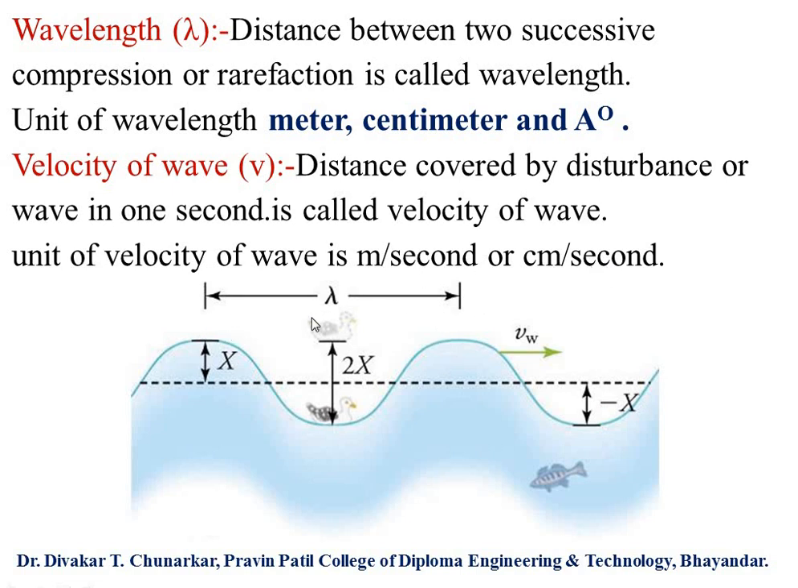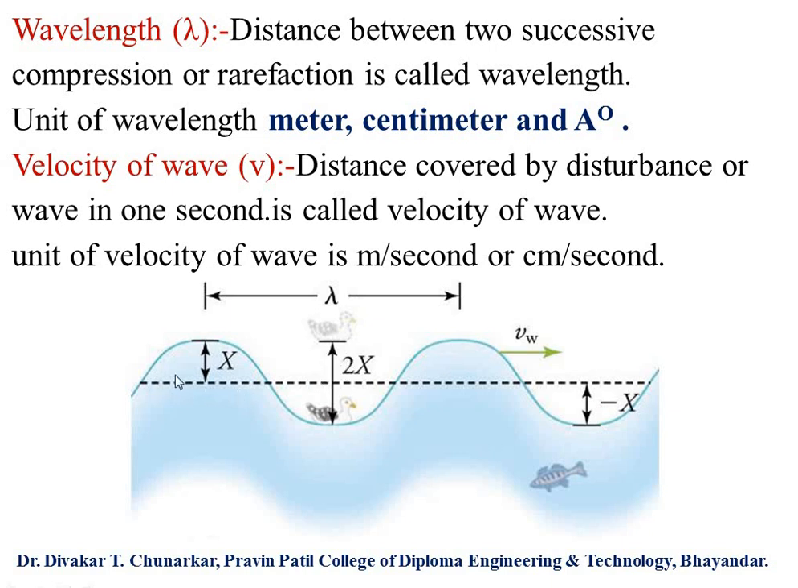So this is the wave diagram. This is one wave, and this is the displacement. This is the main position, this is the end position. This is the disturbance or wave or oscillation. The distance between two successive compressions, this and this, or rarefactions, this and this, is called wavelength, and it is denoted by lambda.